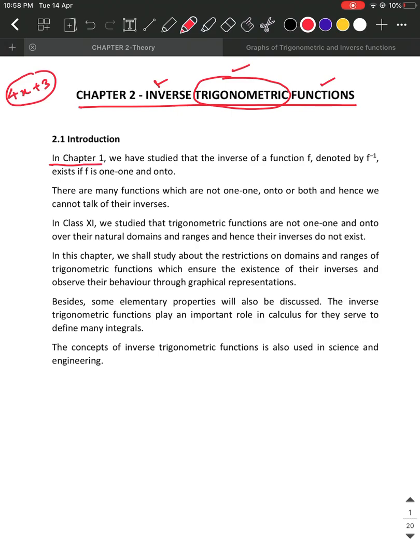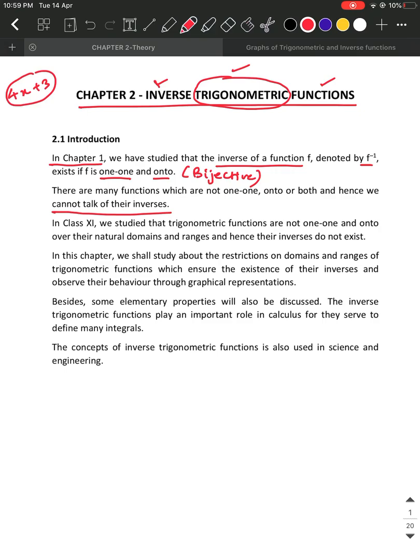It is given that in chapter 1, we have studied the inverse of a function f, which is called f inverse. When do we define the inverse of a function to exist? Only when the function is one-one and onto, meaning collectively it should be a bijective function. So that is the first condition to be satisfied. But from our experience, we would have seen that there are certain functions which are neither one-to-one nor onto, nor both. For those kinds of functions, we cannot talk about their inverses. That's what the second point says.